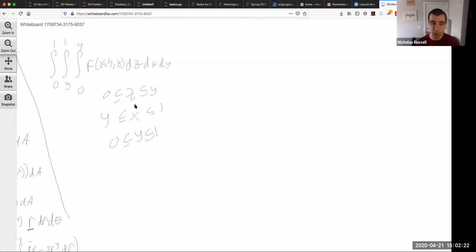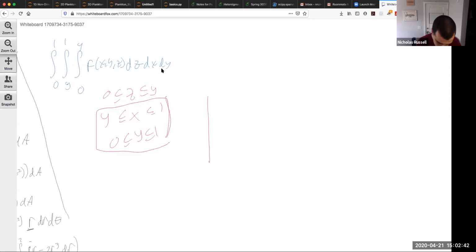So what does this look like? Well, the first thing is, it tells me I've integrated out with respect to z, right? And now what I want to do instead is flip these to go from dy dx, but I project it, and this is my object, right? This is my projection onto the xy plane. That's what this tells me.